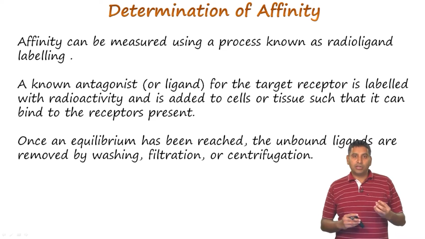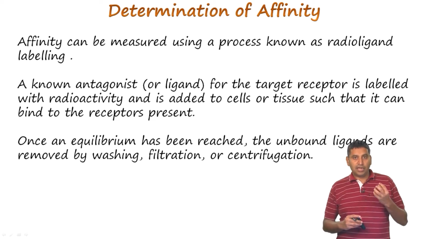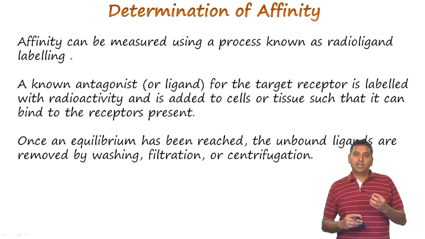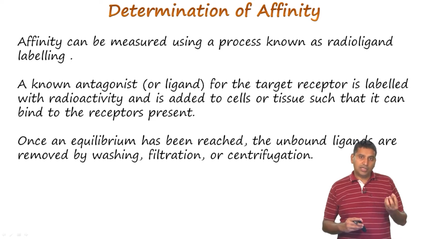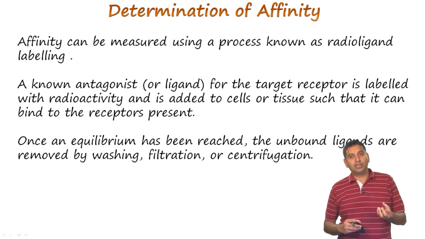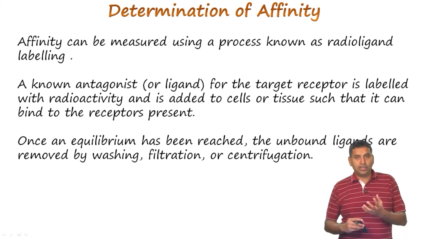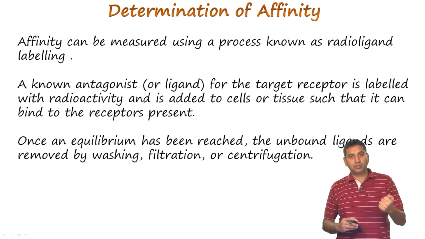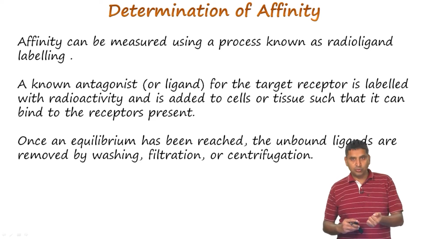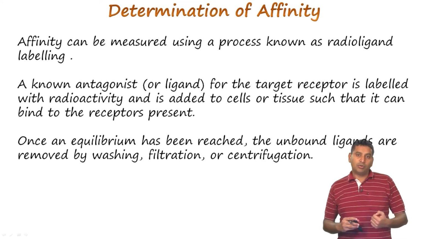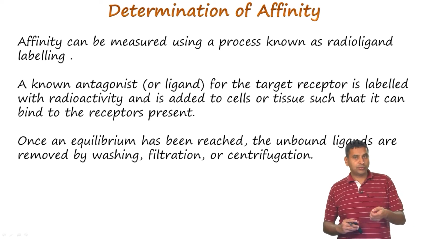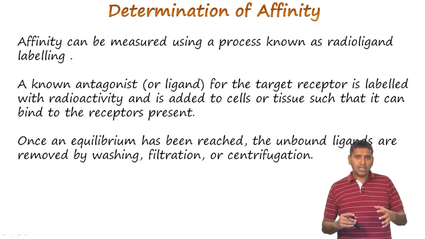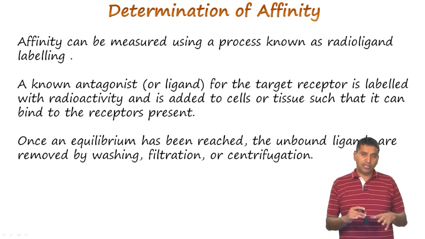Okay. So, what we do in this process is we take a ligand and we label it with a radioactive isotope, and since the radioactive isotopes are easy to detect, it would be easy for us to understand how well the radioligand is bound to a receptor. So, if we take an antagonist or a ligand and take one of the atoms in the antagonist or the ligand and label it with a radioactive isotope, now when you add this to a cell in culture or tissue, what would happen is that it would go and bind to these cells or tissues, or receptors on these cells or tissues, and now you wait for some time until an equilibrium has been reached.